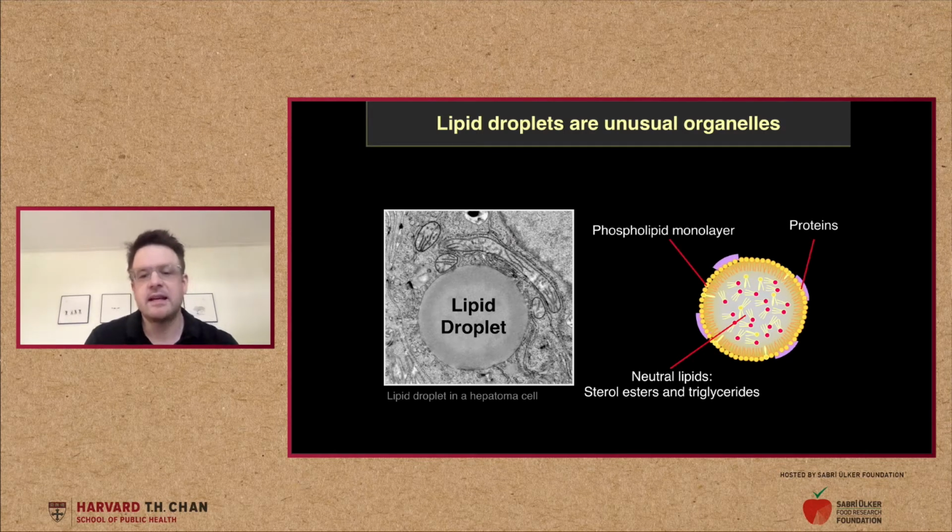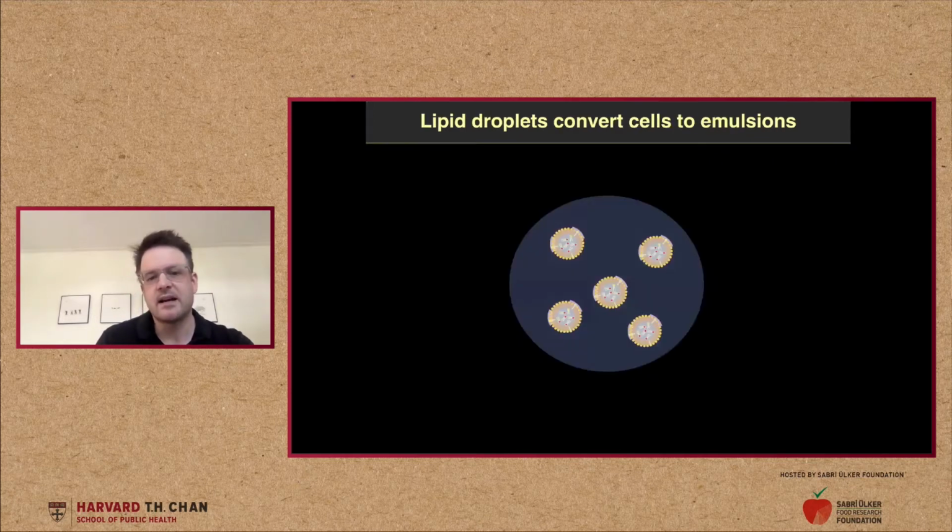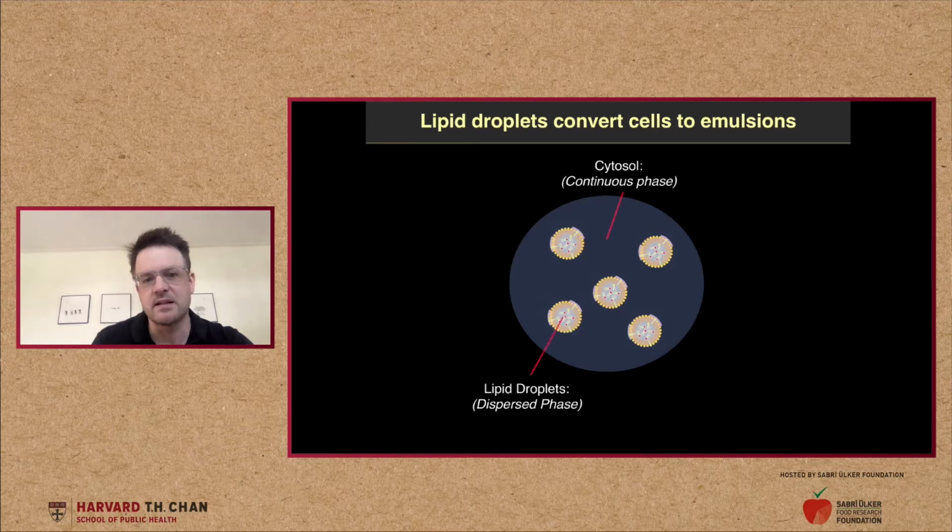Now, if you don't take anything away from my talk, I want to at least leave you with the impression that the presence of lipid droplets essentially converts cells to emulsions, in which the cytosol forms the continuous phase and the lipid droplets form an organic oil phase that is separated from the aqueous phase by emulsifiers and surfactants. And so this generates what we believe is really a fundamental problem for cells to deal with.